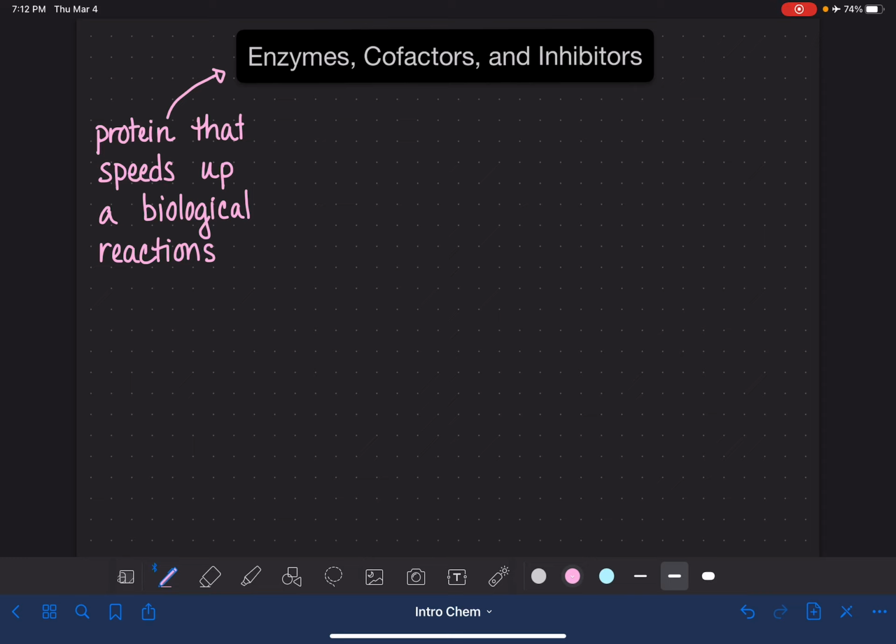A cofactor, which is also sometimes called a coenzyme, is a molecule. This is not a protein, it's a molecule, or sometimes it is a metal ion, a cation. It just assists enzymes, makes them work even faster, or makes them work more efficiently.